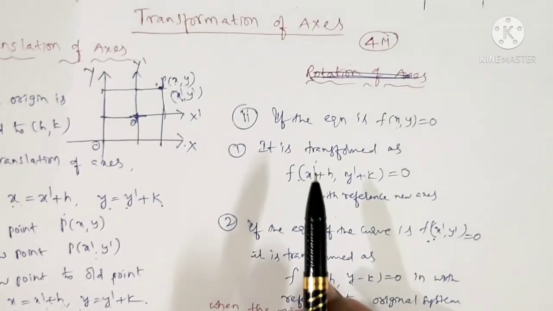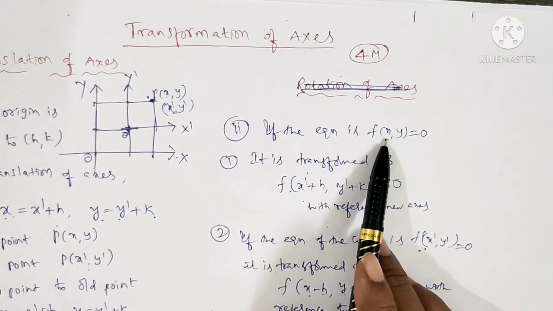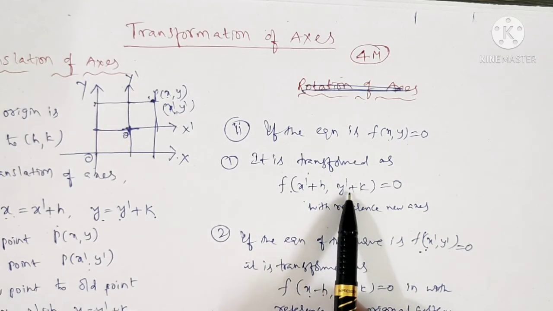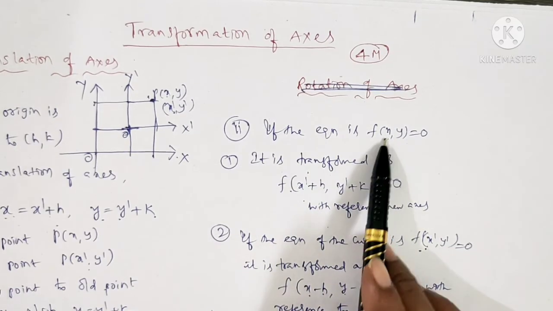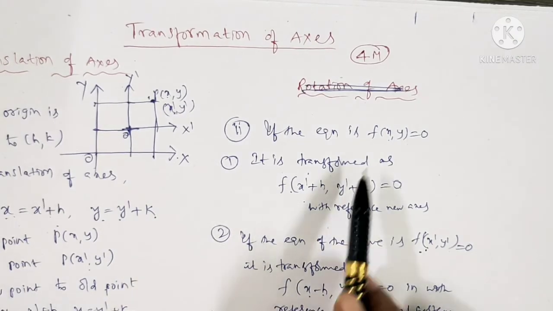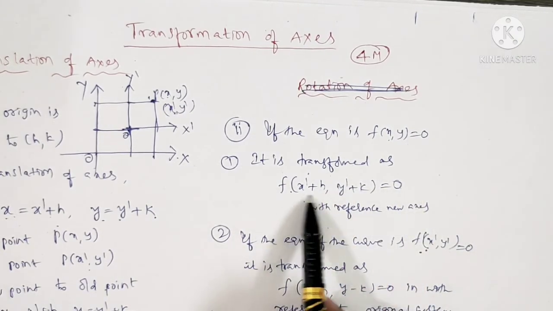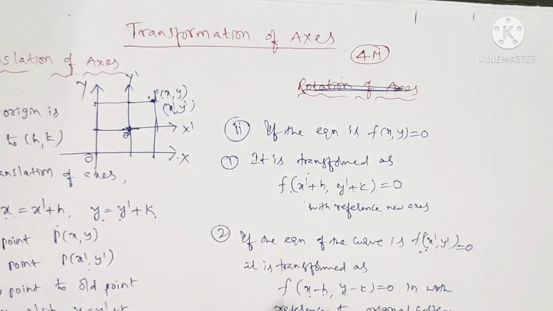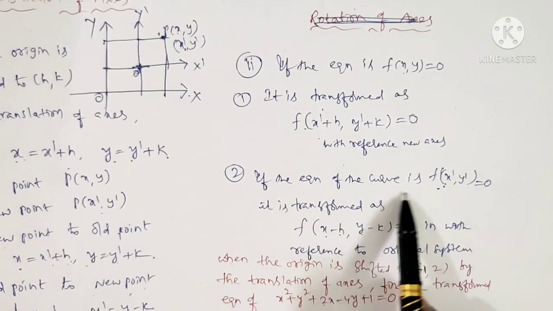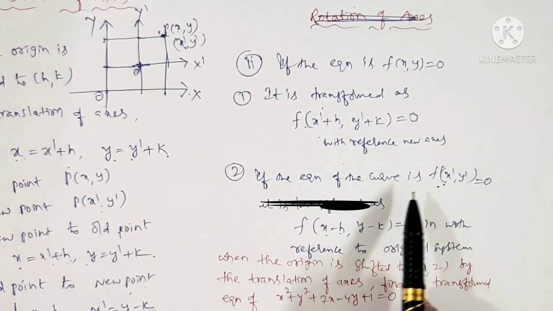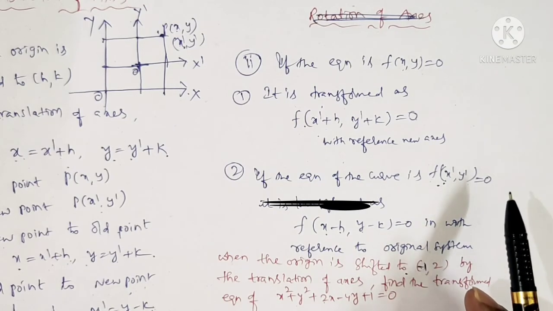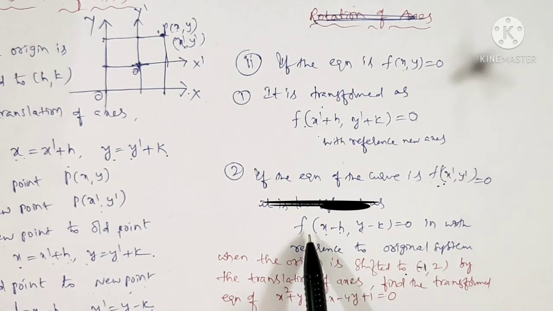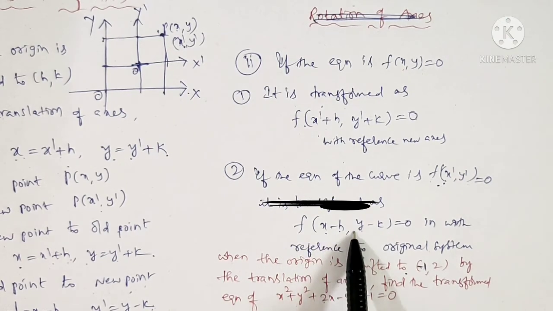Now the curve. If the equation of the curve is in terms of x and y, then it is transformed as f of x dash plus h comma y dash plus k is equal to 0. We are just replacing x by x dash plus h and y by y dash plus k. This is the equation of the curve with reference to the new axis. Now if the equation of the curve is this one, and if you want to find it in the old, original system, then the equation of the curve will be in this form: f of x minus h comma y minus k is equal to 0.